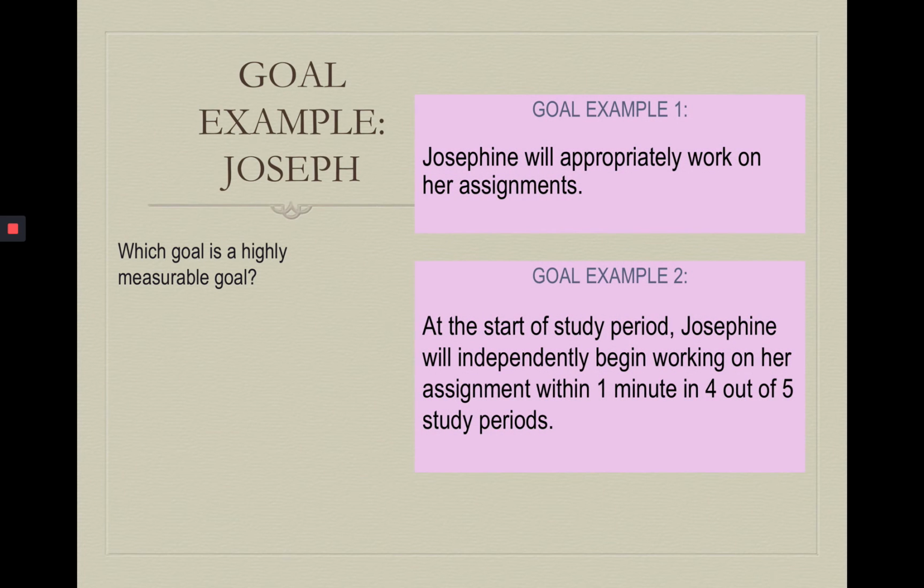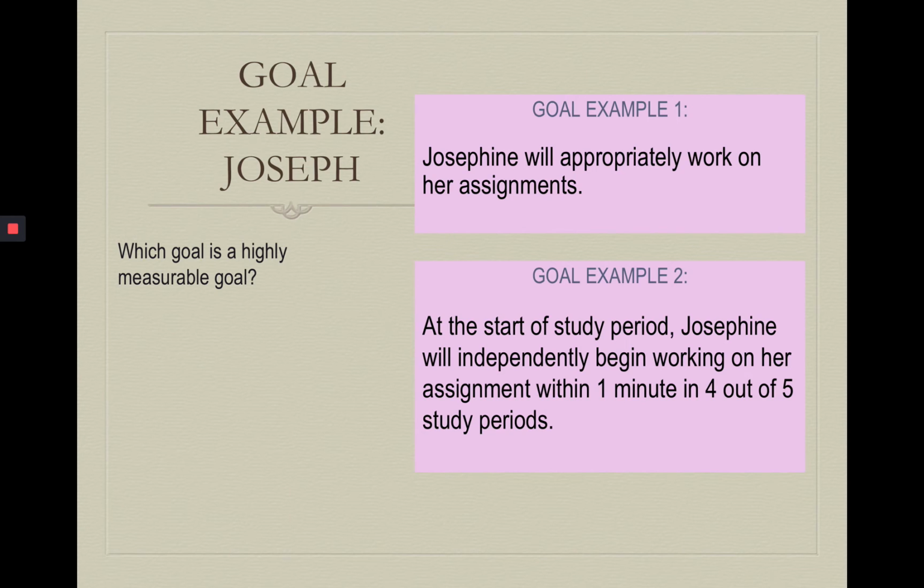One of these is written well, in terms of being highly measurable and objective, and contains all three parts of a learning objective, and the other does not. I want you to think about which one of these is written appropriately. Instructional objective number 1: Josephine will appropriately work on her assignments. Goal number 2: at the start of the study period, Josephine will independently begin working on her assignment within 1 minute in 4 out of 5 study periods.